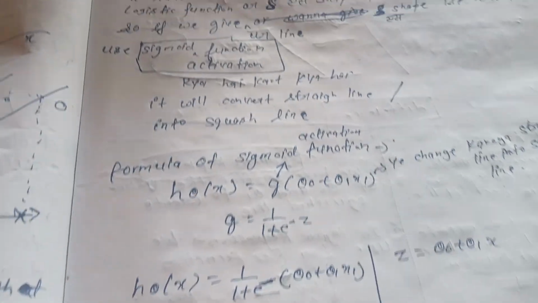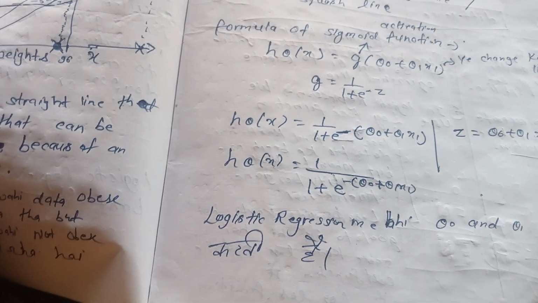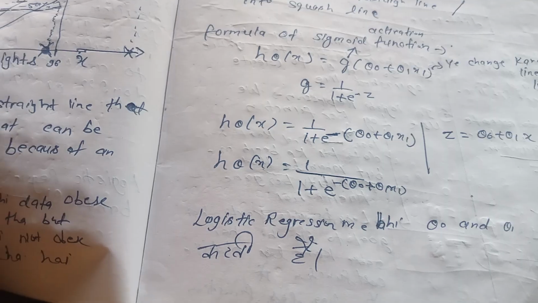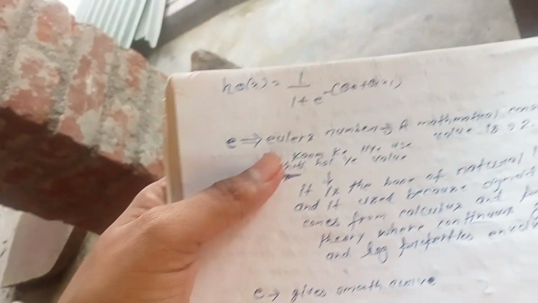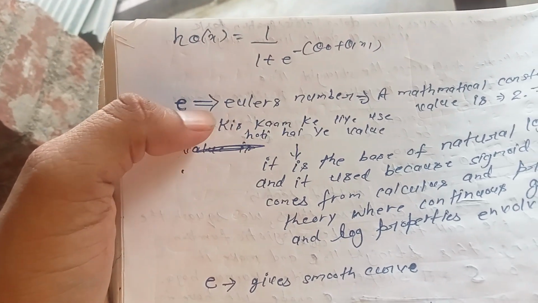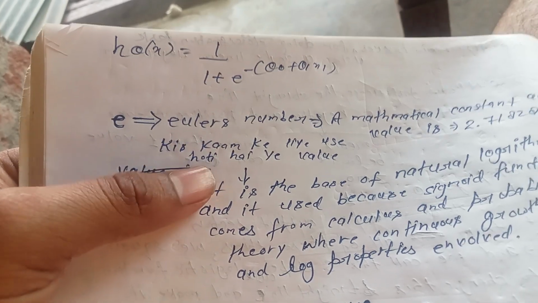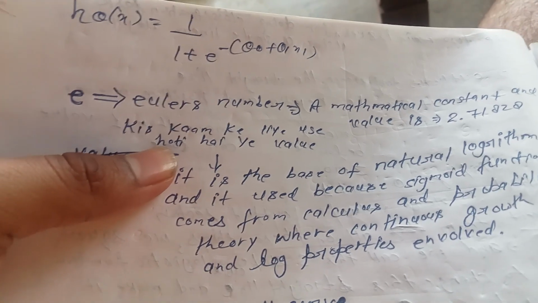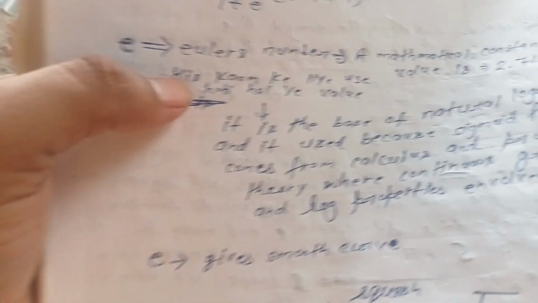So these are the formulas, and logistic regression में भी theta 0 and theta 1 पर line depend करती है. Okay, so here we have a formula, and here we use e meaning Euler's number, a mathematical constant, and value is 2.71828. एंड किस काम के लिए यूज़ करते हैं ये वैल्यू?